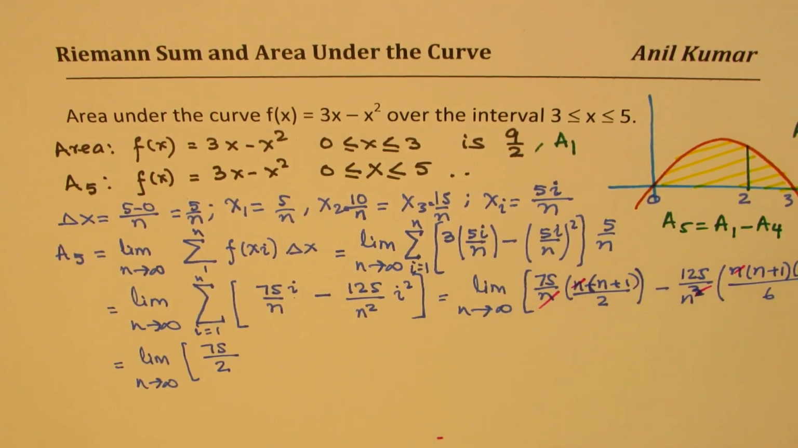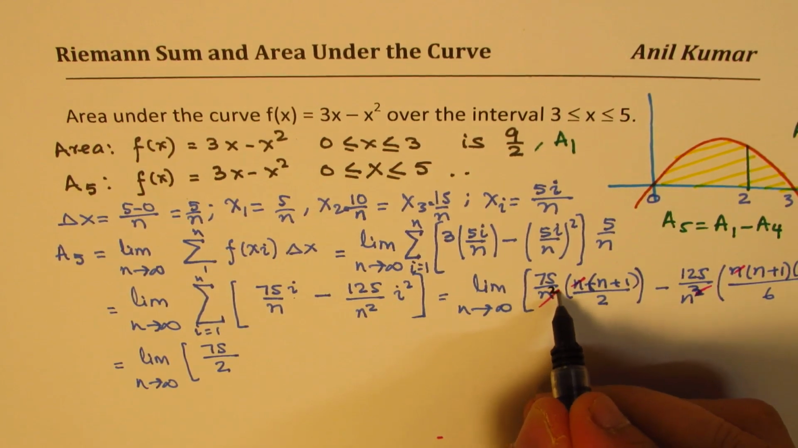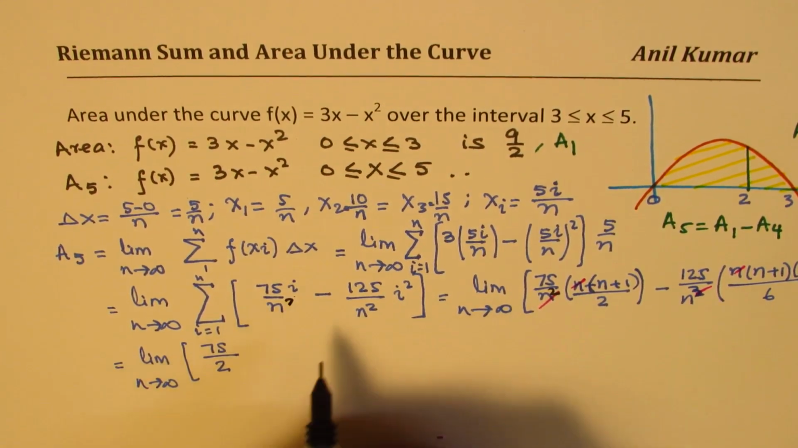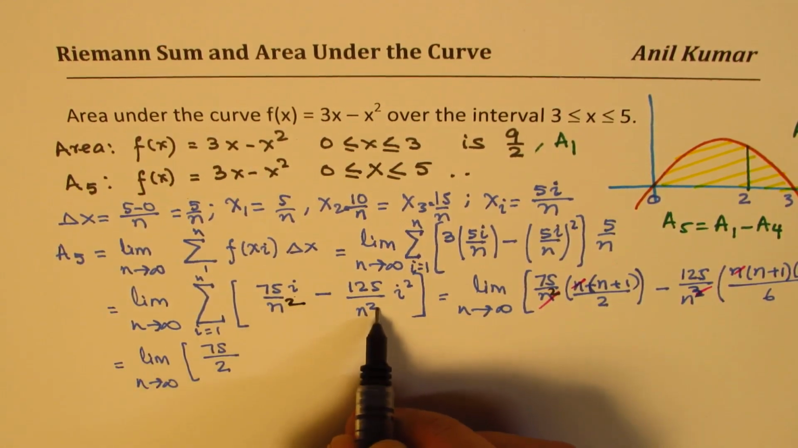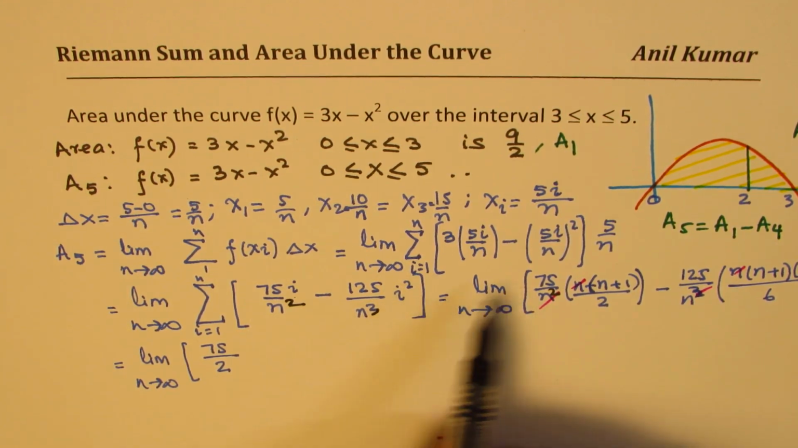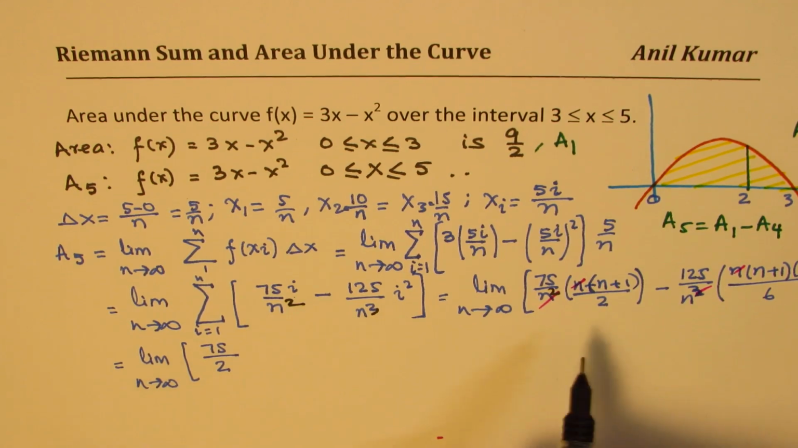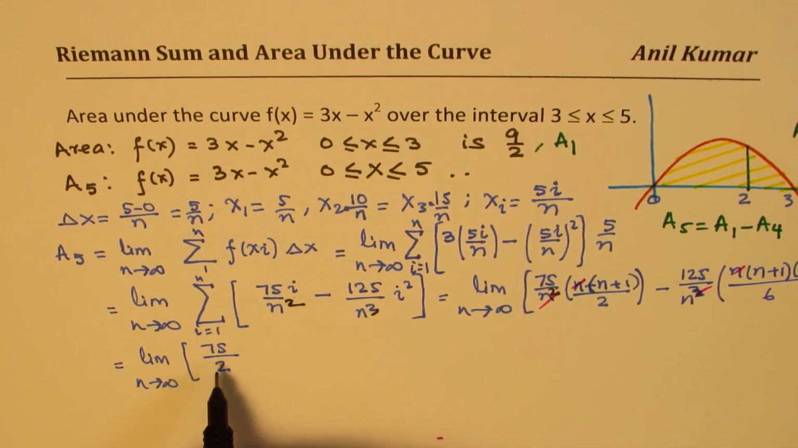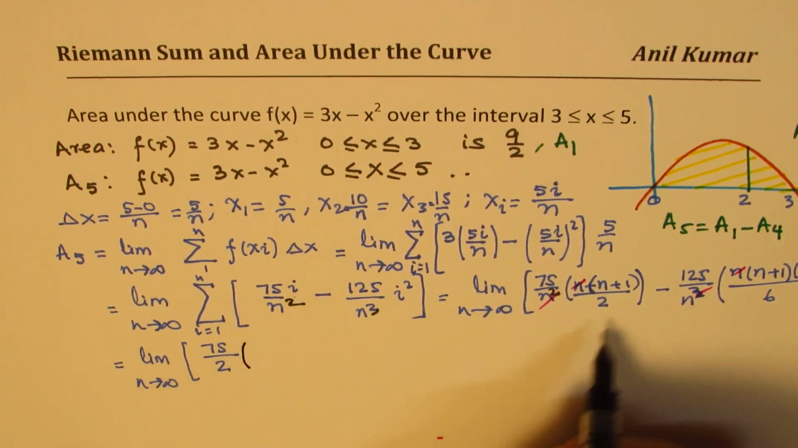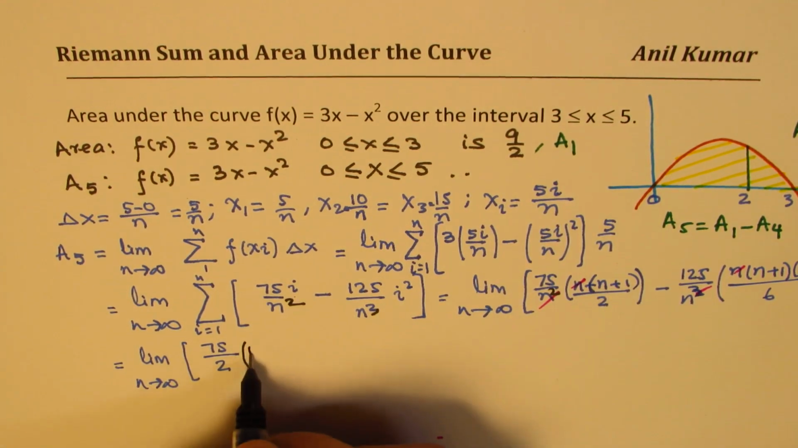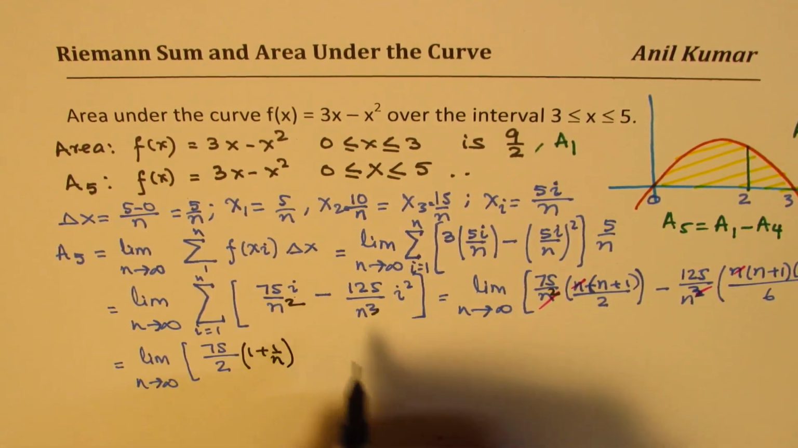N times n was n squared. So one of the n cancelled. We have n squared. Right? This is n cubed because we multiplied by 5 over n. So I forgot to multiply them both by n. Okay. So we get times, divide them by n, we get 1 plus 1 over n. Clear?